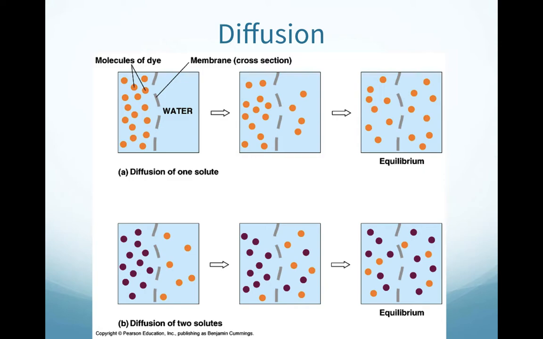Now, once they reach equilibrium, it does not mean that things stop moving across. They just move in equal amounts. So if two molecules move from left to right, then two molecules will move from right to left. So it's just kind of an equal flow of things. It's not flowing in one direction versus the other. So think of diffusion as going with the flow of students in the hallway.